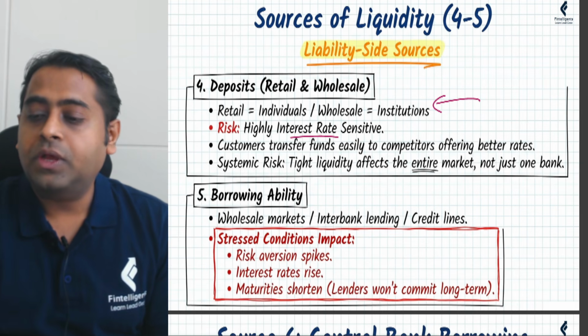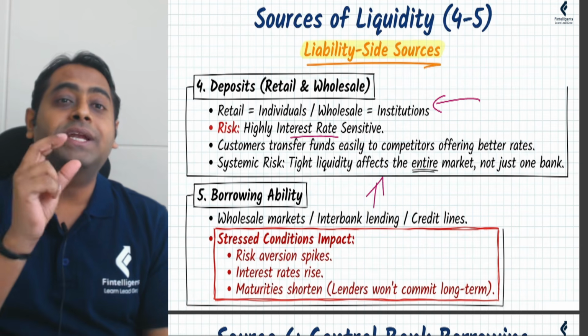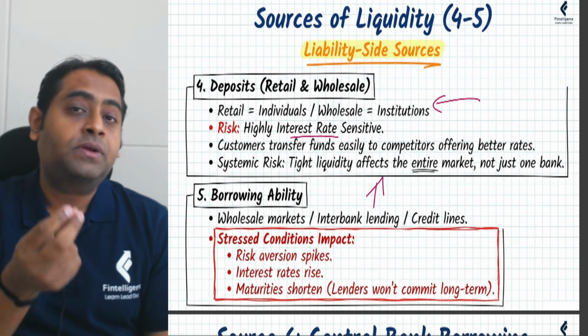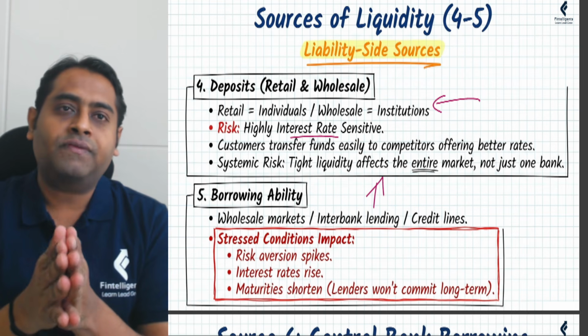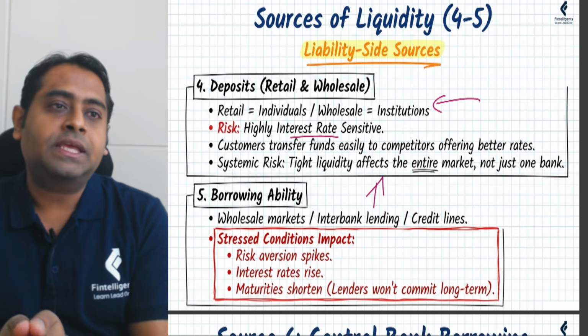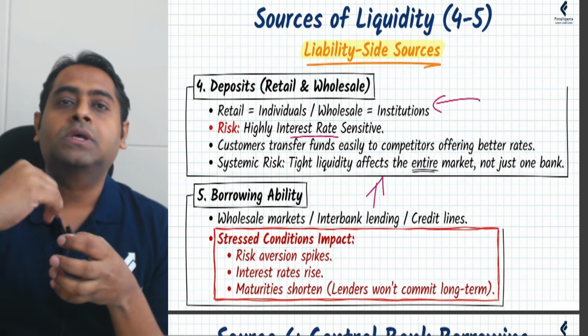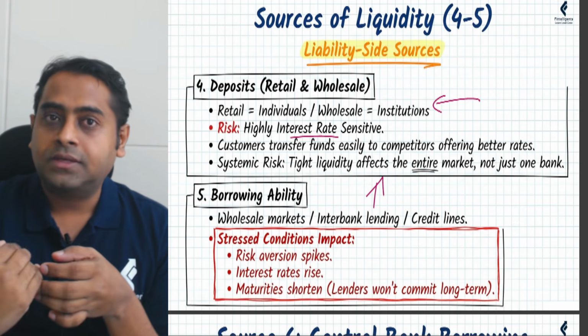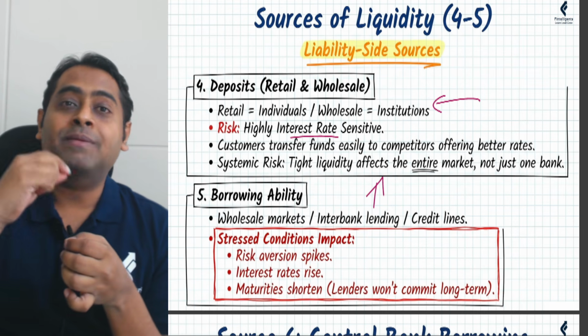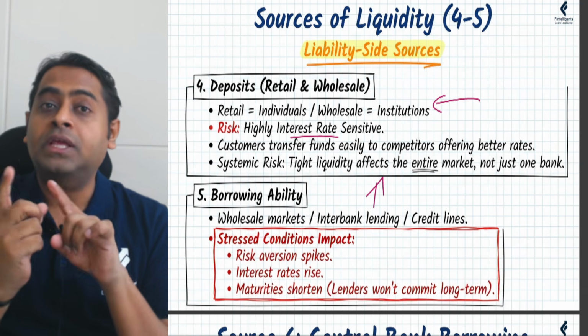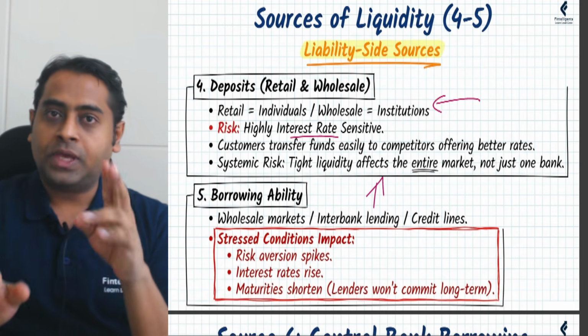Now if tomorrow the liquidity tightens in the market, because there is stress in the market, then it is going to be very difficult for you to raise current account and savings account deposits fast, and hence you might not be able to generate cash or liquidity from the liability side. Okay, this is the first point.